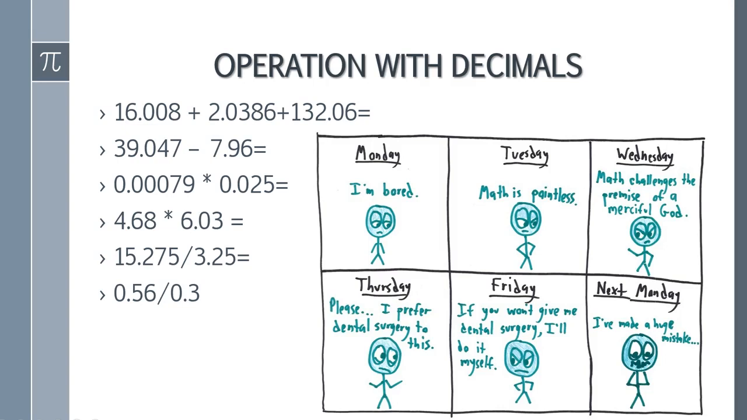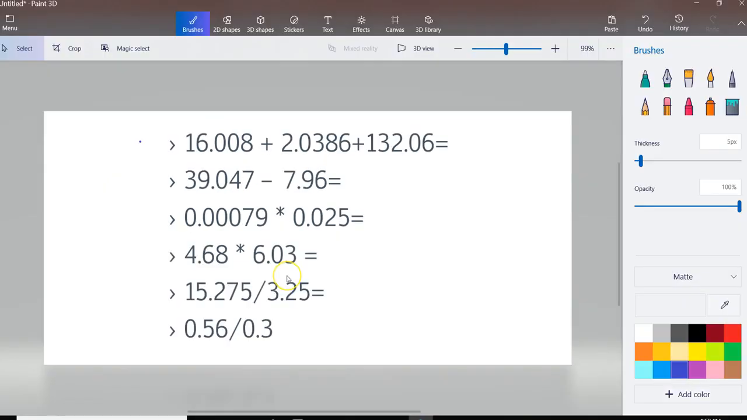First, we're going to start with some basic operations with decimals. As you can see, we have some examples here for addition, subtraction, multiplication, and division. Let's go into the board and do this. Well, here we are in our board. I have copied them down to make it easier for us.